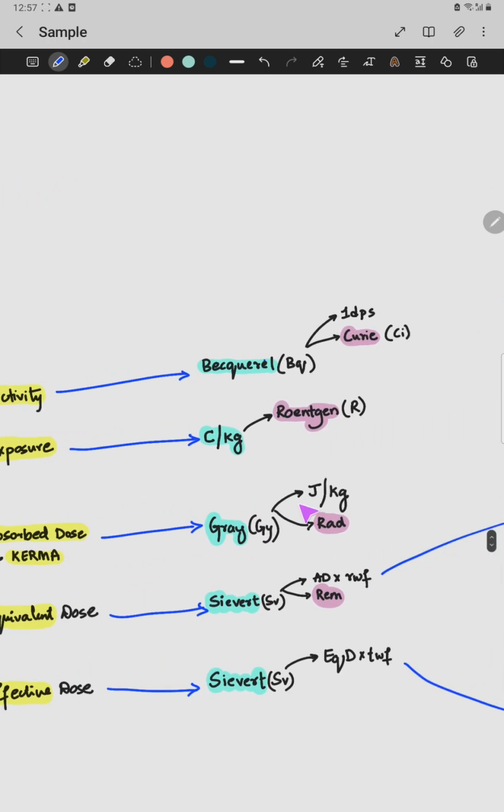Gray is basically joules per kg. So in 1 kg, how much energy in joules is being absorbed, so that is absorbed dose. The dose is measured by Gray, and kerma by joules per kg. Now the older unit was rad.